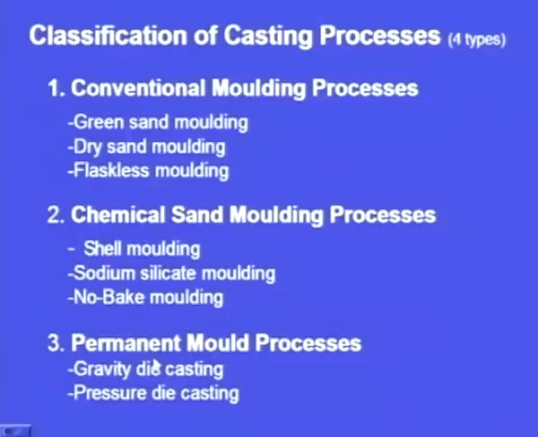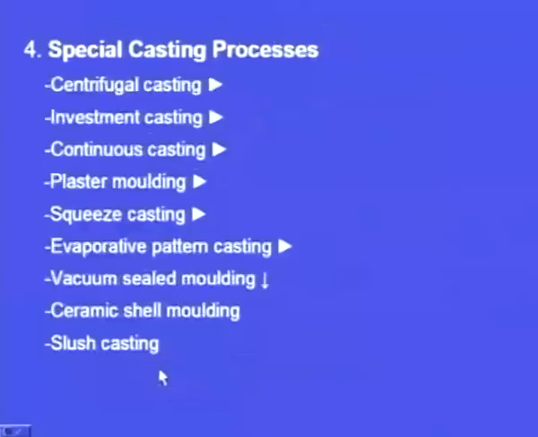And the third type is the permanent molding process, which is subclassified as gravity die casting and pressure die casting. And the fourth type is the special casting process, in which there are 9 processes. One is the centrifugal casting process, which we have already learnt in the previous episodes, in which the molten metal occupies the mold cavity by virtue of the centrifugal force acting on it. In this process we have seen that the casting yield is very high. In most of the cases it is 100%.